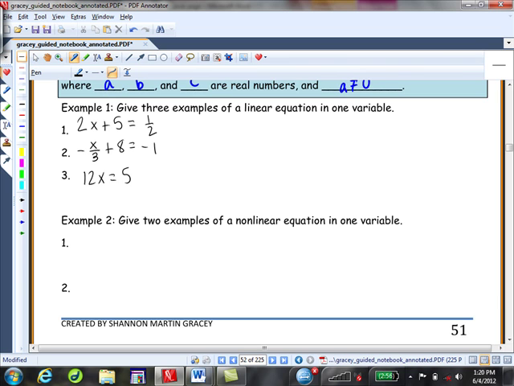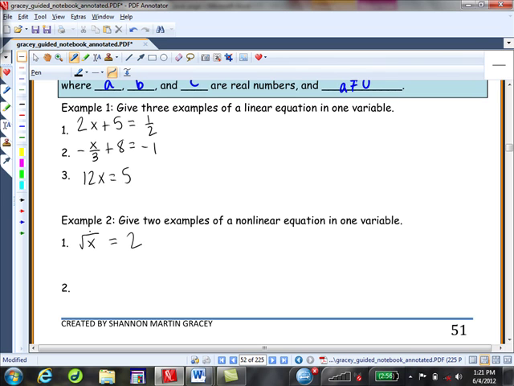Now, let's give 2 examples of a nonlinear equation in one variable. What do you think? Let's see. Okay, so if I had the square root of x equal to some number, call it 2, that would be nonlinear because that is the square root of x, not x to the 1 power. You'll find out later that the square root of x really means x raised to the 1/2 power.